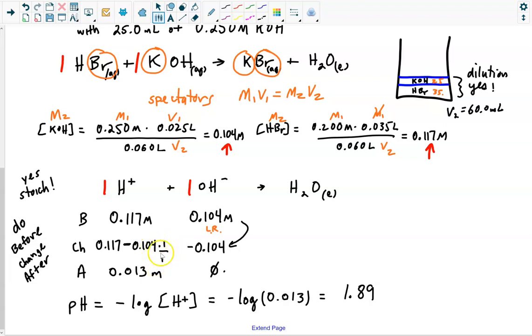0.104, times the 1-to-1 mole ratio that it's reacting. That's sometimes how you see this written. And so that's going to be the change. This 0.117 molar is going to go down by 0.104 molar. And afterwards, you're going to have 0.013 molar H plus left over. So that is the concentration of what's left. There is no hydroxide left. There's 0.013 molar H plus.